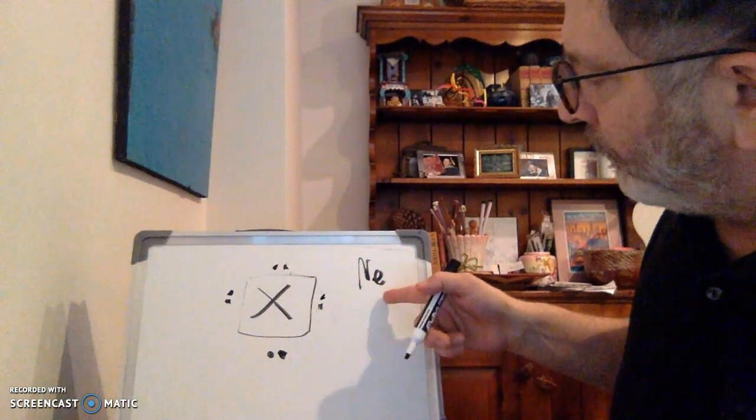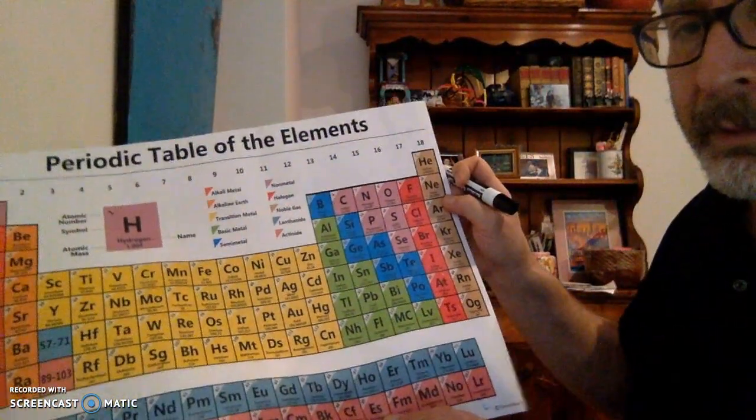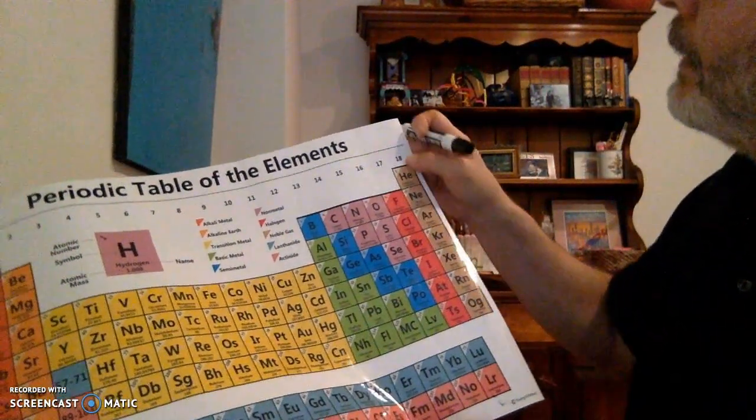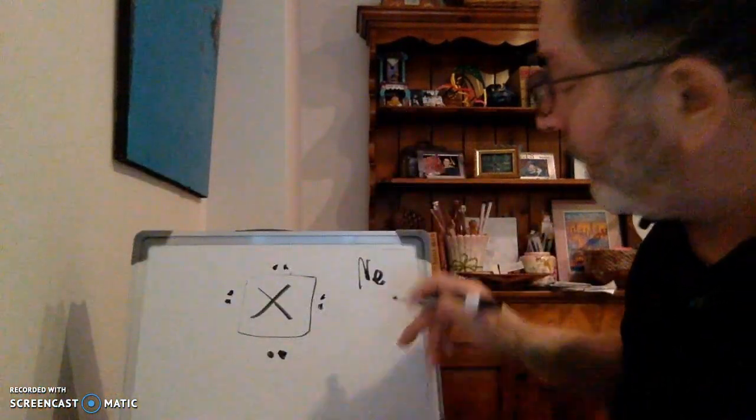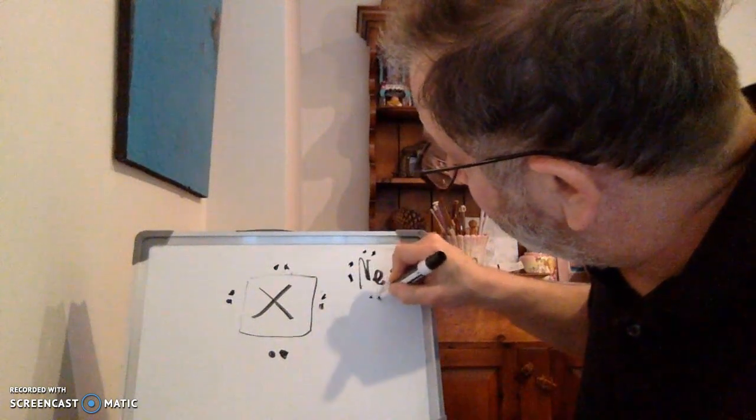So what's neon's Lewis structure? Well, if you check your periodic table, neon is a noble gas in group 18. They all have 8 valence electrons, and so neon would look like this. See that?